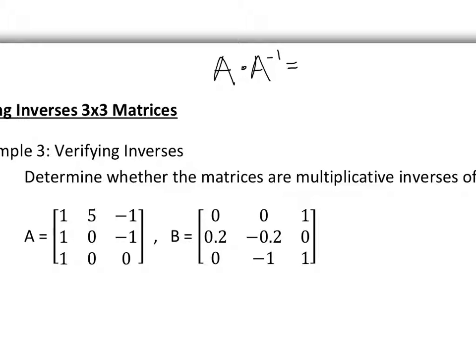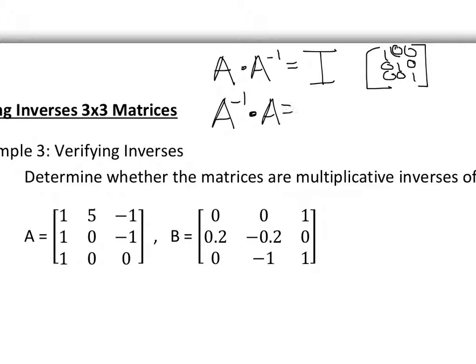What'd you say? Identity. Remember the one that has the ones going down the diagonal and then zeros everywhere else? Okay, and we also said that it should work the other way, right? The inverse times A would also equal the identity.